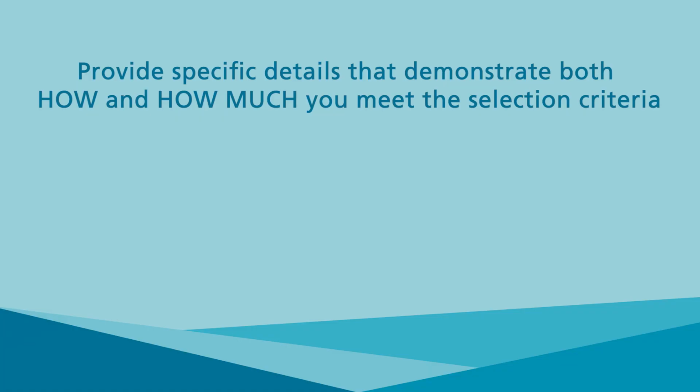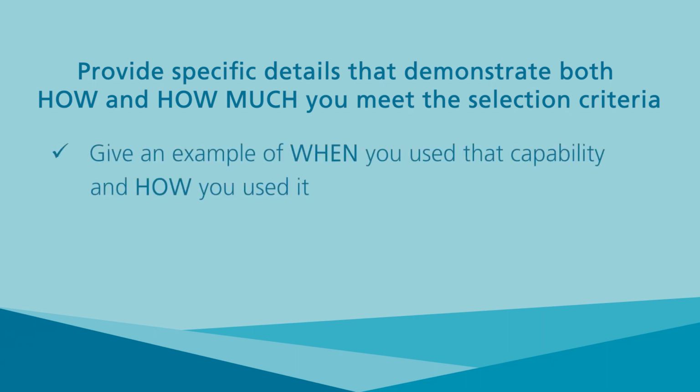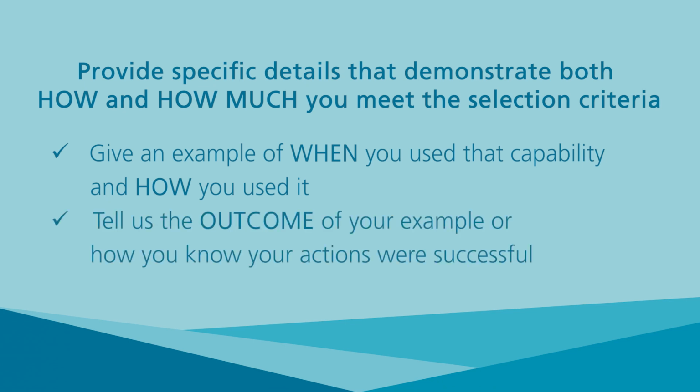So you mean like, I don't know, here's a potted plant that I grew from a seed, so here, hire me as your gardener. Well, not quite, although you're on the right track. The key is to provide specific details that demonstrate both how and how much you meet the selection criteria. You do this by giving an example of when you used that capability and how you used it. And wherever possible, also tell us the outcome of your example or how you know your actions were successful.